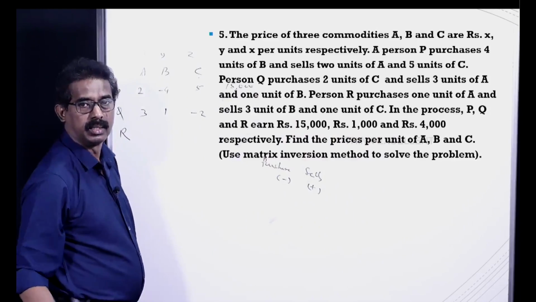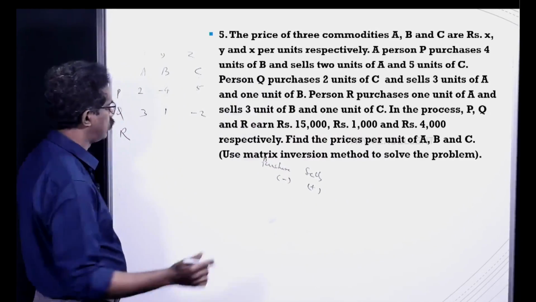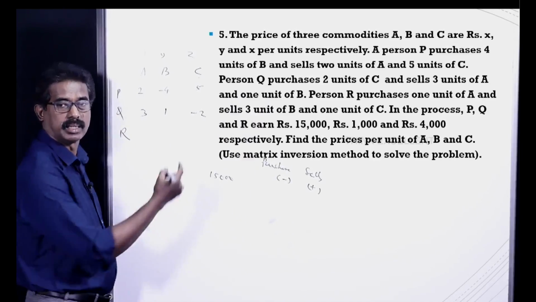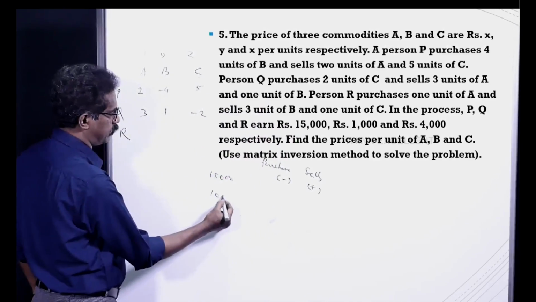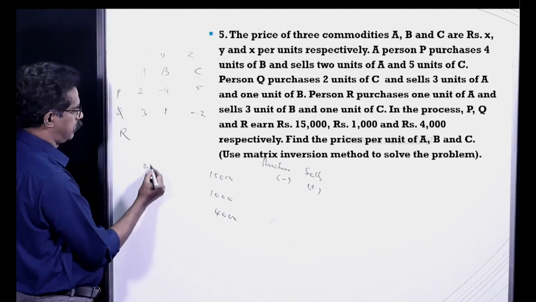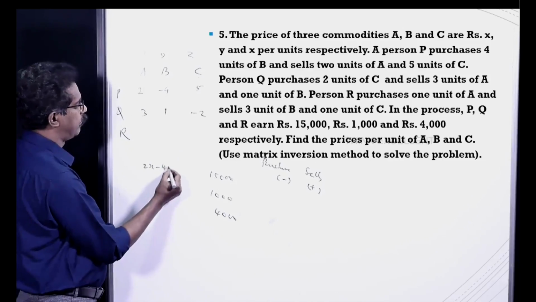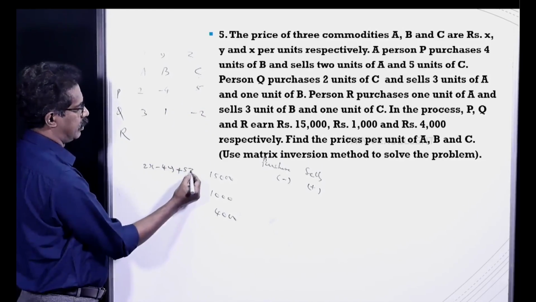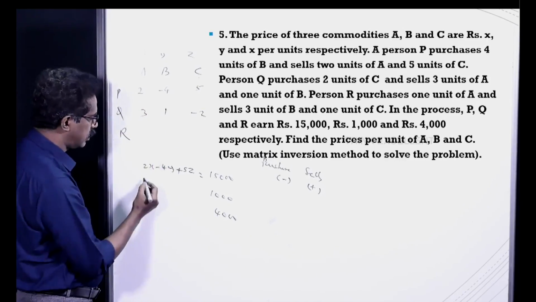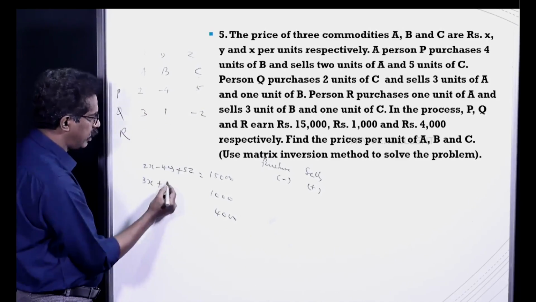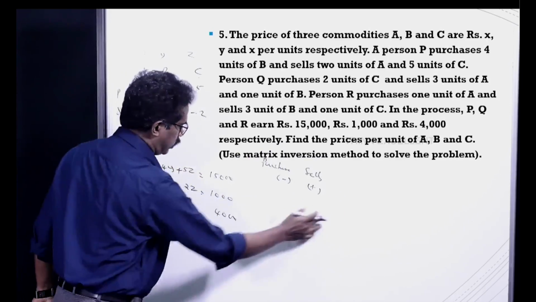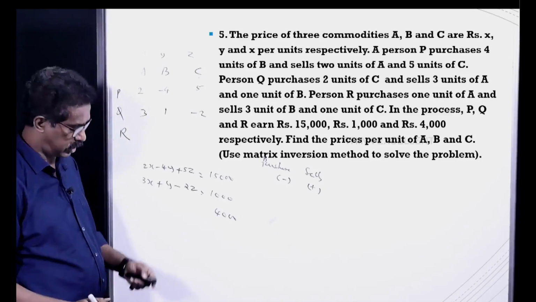And the next one is, so all the 3 values given, no? First one they said 15,000. Second one they said 1,000 and next 4,000. So the first equation you will be getting 2x minus 4y plus 5z equal to 15,000. Like that the second one. Second one is 3x plus 1y minus 2z. So plus minus you do very carefully, for that you remember this. And one more equation, 3 equations.